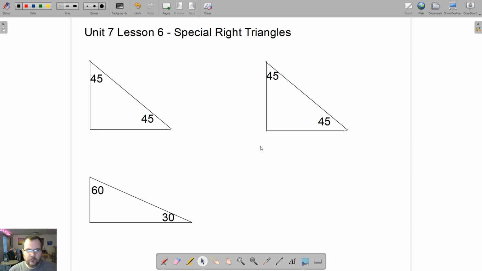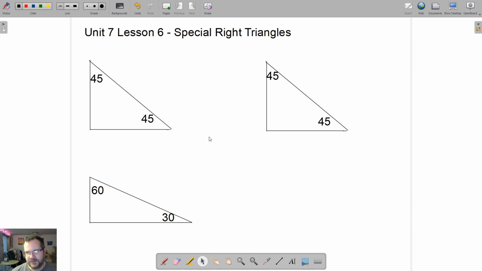Okay, welcome back everybody. Today we're going to continue Unit 7 with Lesson 6, which is all about special right triangles. Special right triangles are important because they show up a lot in quote-unquote real life and also on the ACT, if/when we ever end up taking that.